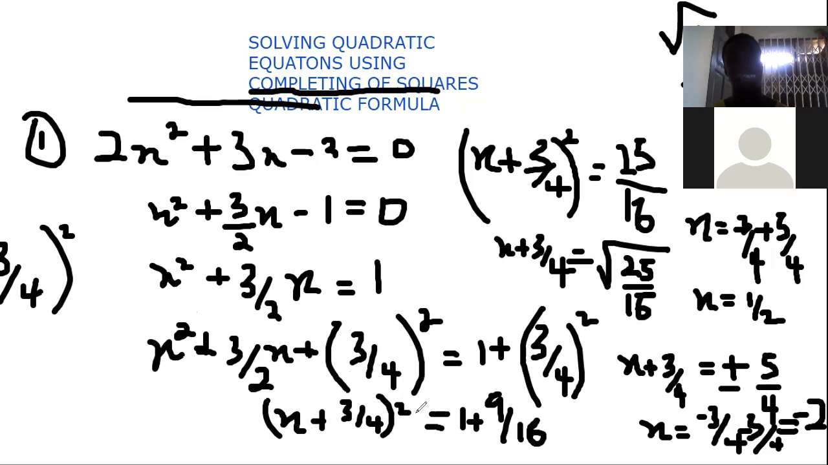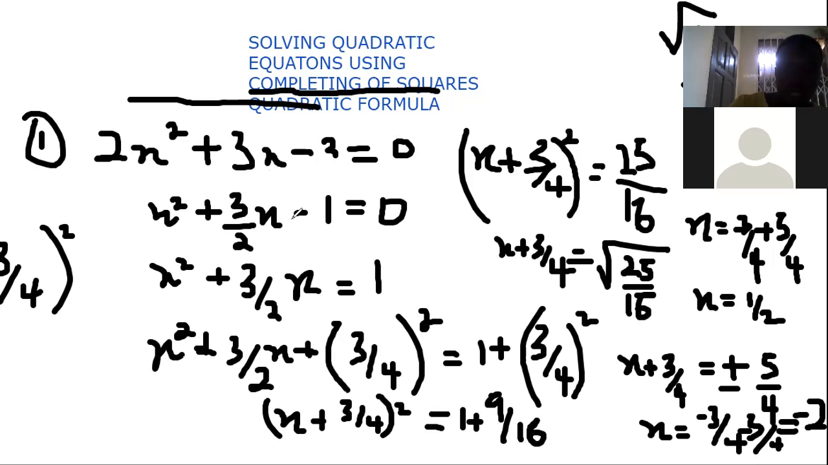Do you get it now? Yes. Good. So let me go over again. In using completing of squares, the first thing you are going to do is make sure that the coefficient of x squared is 1. So you have 2x squared plus 3x minus 2 is equal to 0. In making sure that it is 1, you divide through by 2. When you divide this through by 2, it will cancel. So you are going to say x squared plus 3 all over 2x minus 1 is equal to 0.